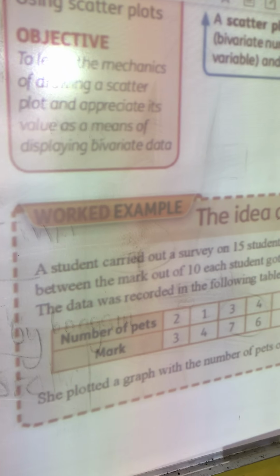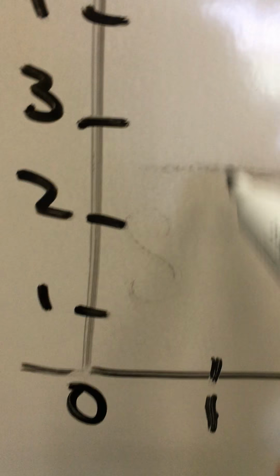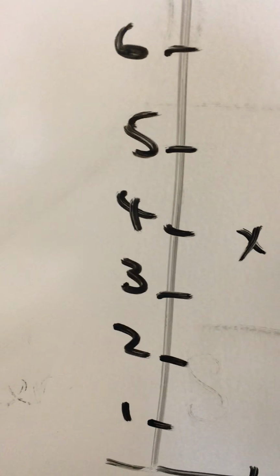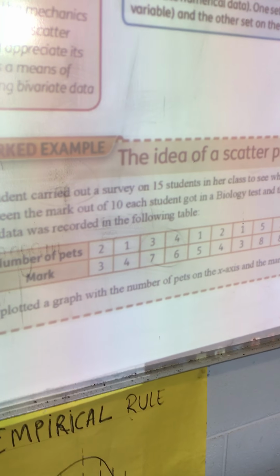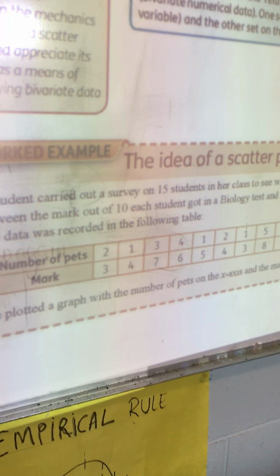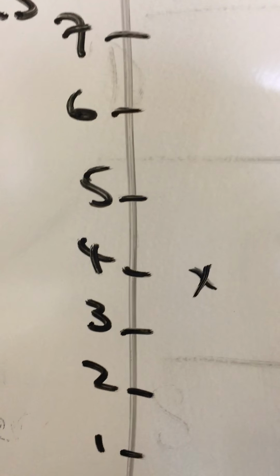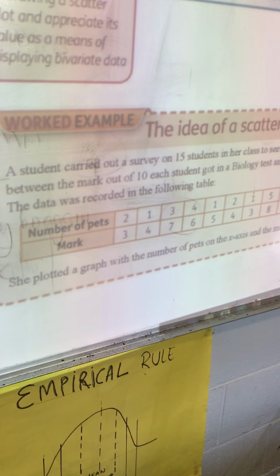Next one, number of pets is 1 and the marks is 4. Number of pets 1, marks 4, put in an X. Number of pets 3, marks 7. You can put dots or X's, it doesn't matter. Number of pets 4 and the marks were 6. So 4 pets and up to 6. Okay, so this is in general how you plot a scatter graph.